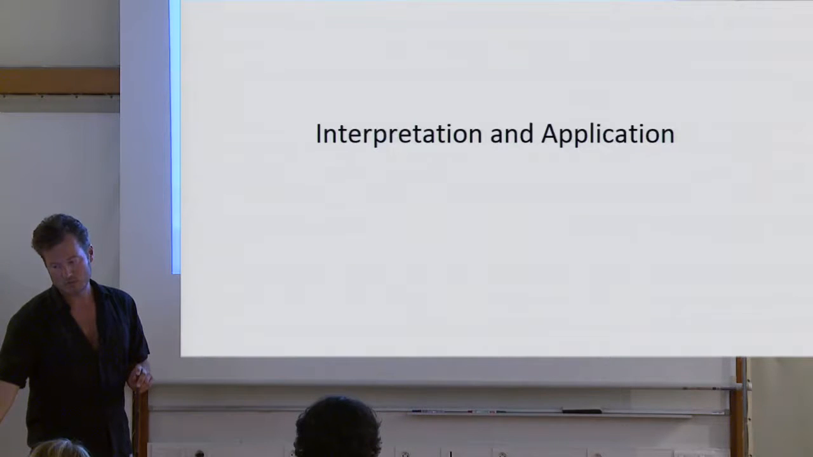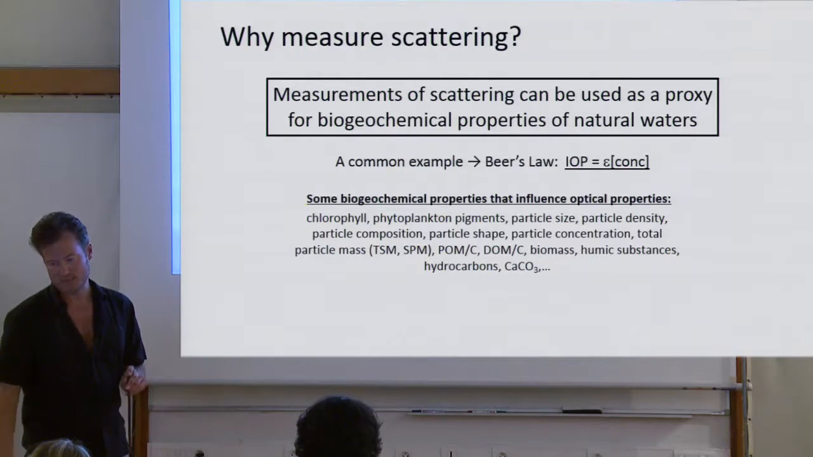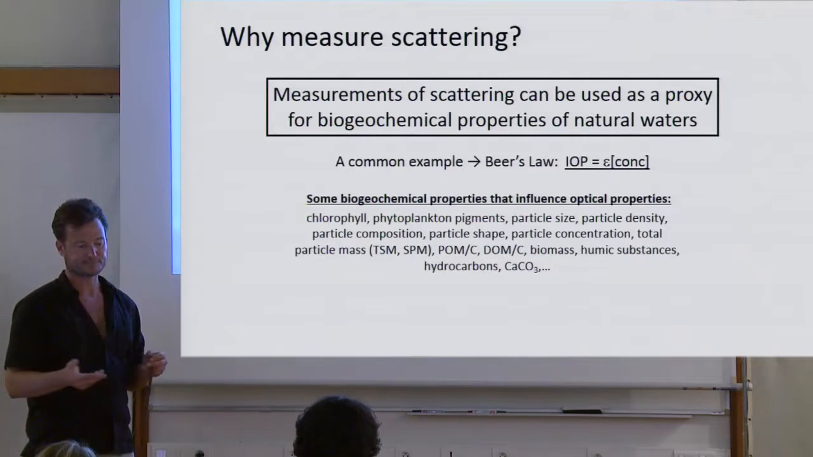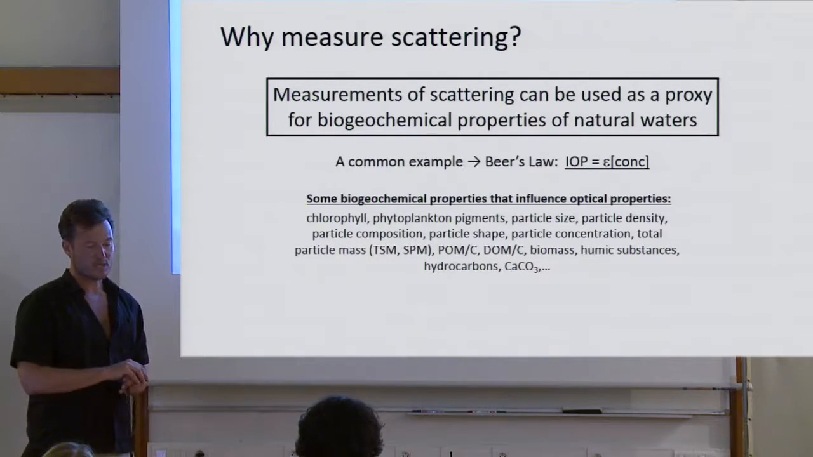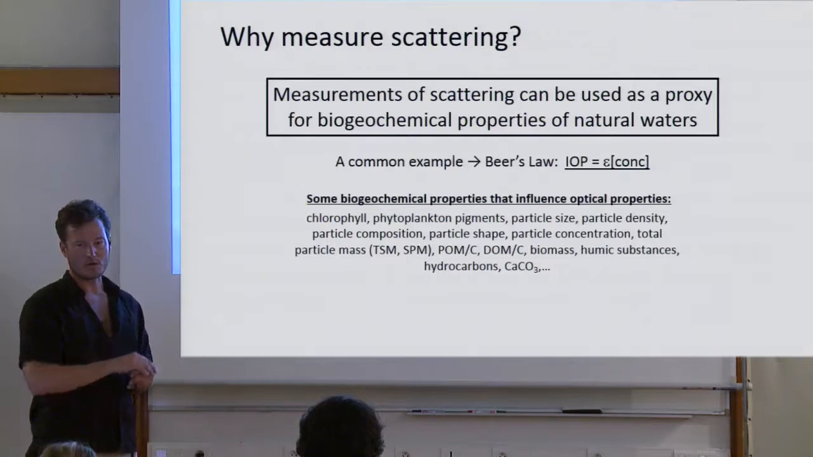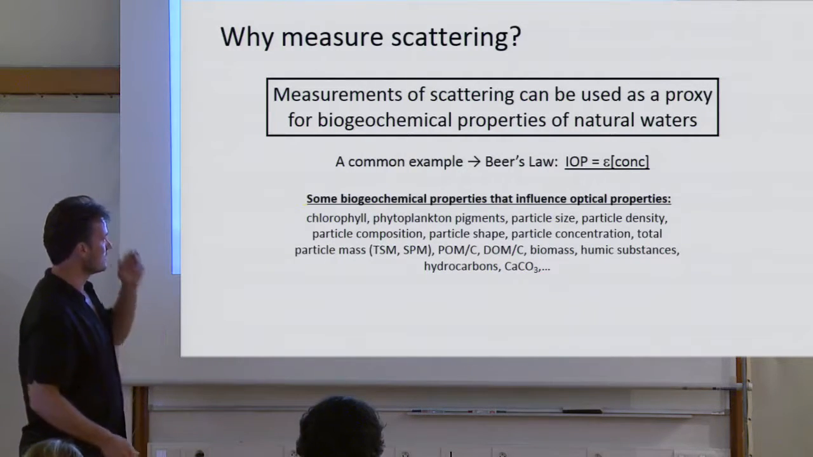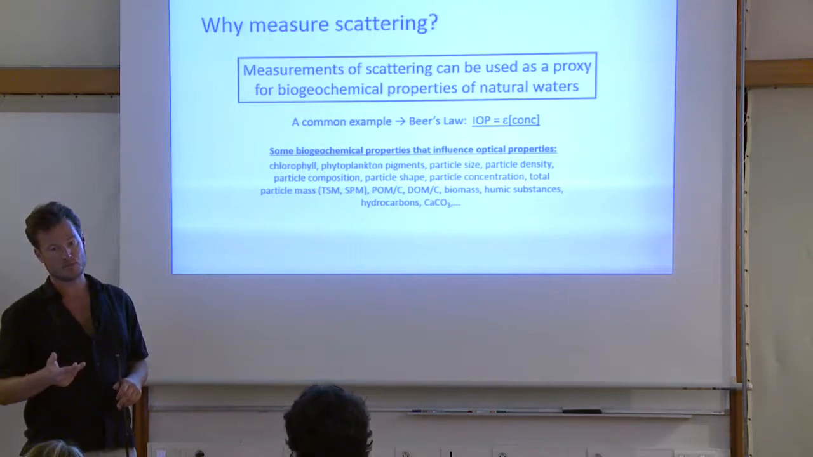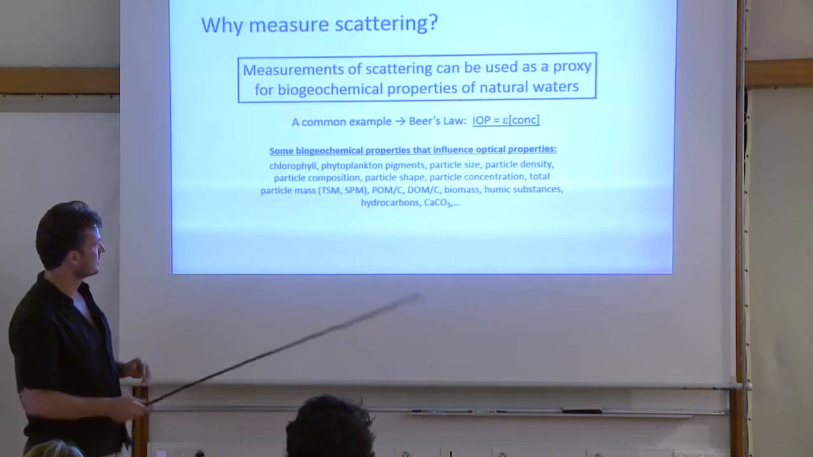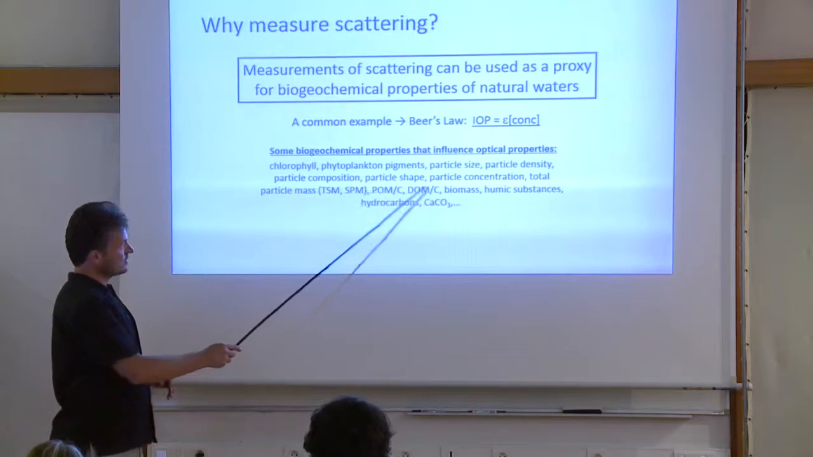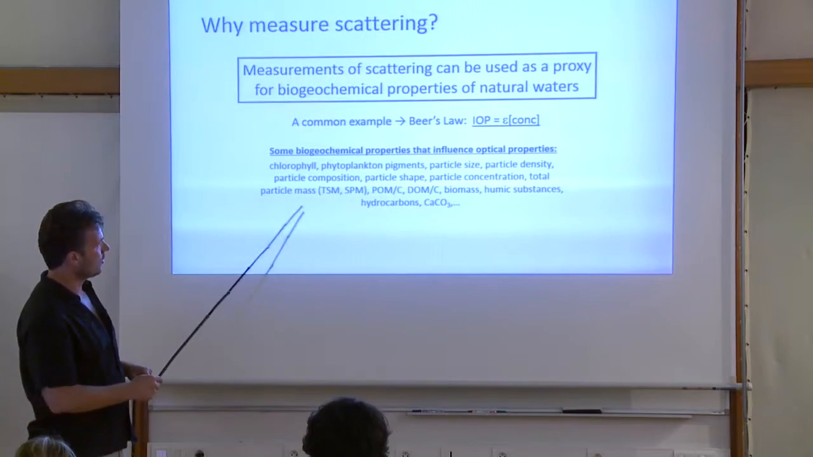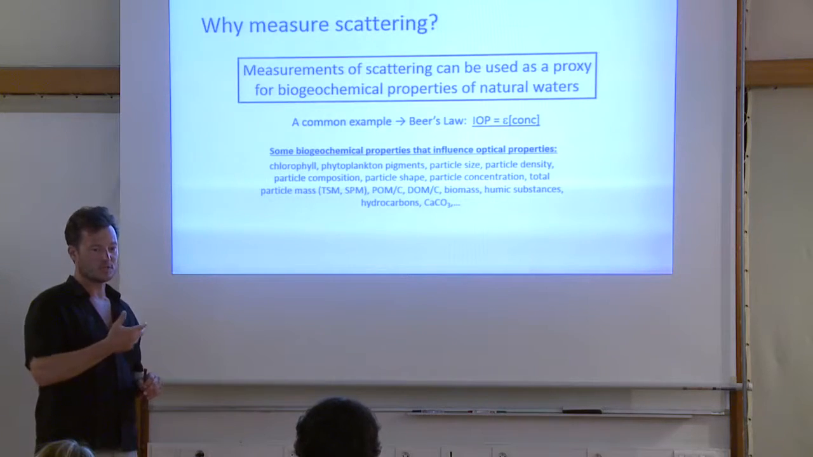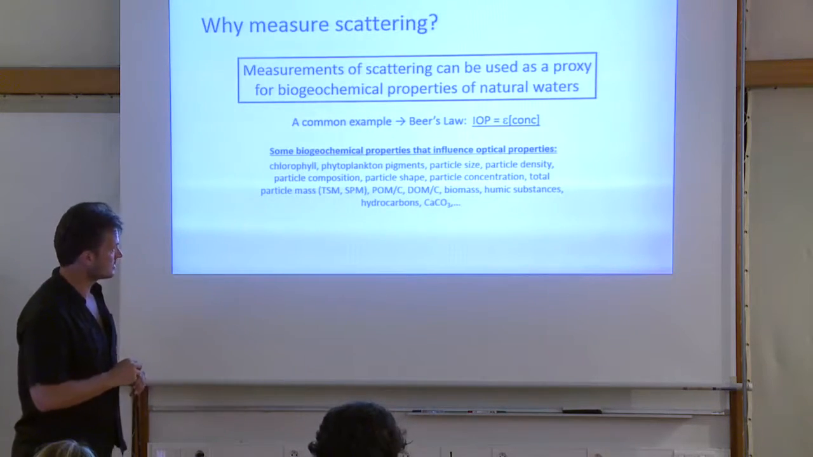So now I'm going to go on to interpretation and application. Why are we measuring scattering? If you want to calculate radiative transfer through water, light propagating through water, you need to know the volume scattering function. That's one reason. But a lot of people use these measurements as a proxy for biogeochemical properties in water: particle concentration, chlorophyll concentration, pigments, size, density. There's a whole variety of things that you can glean from measuring these optical properties in various ways.